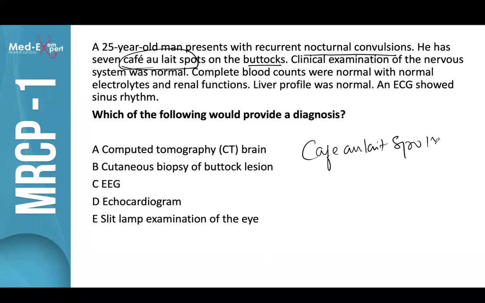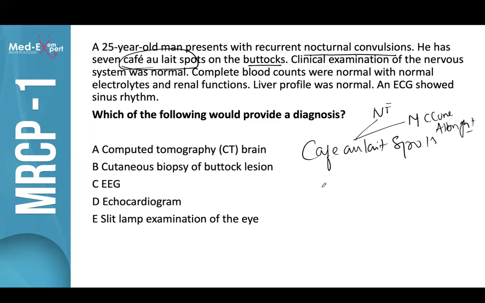Let us dissect this question one by one. Cafe au lait spots are present in many conditions. The condition of interest when it comes to the MRCP examination is neurofibromatosis. Another is, can anyone tell me? McCune-Albright syndrome.